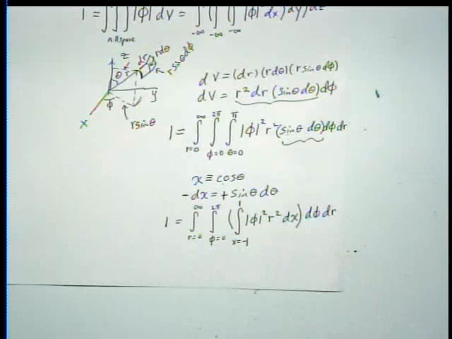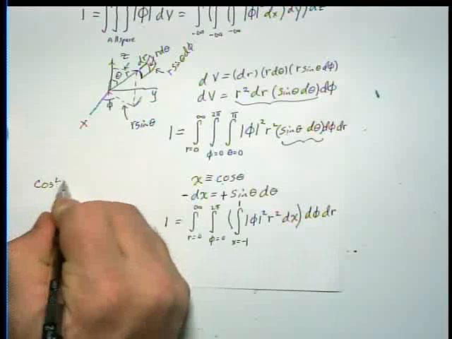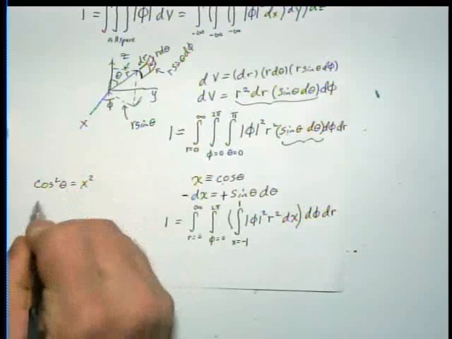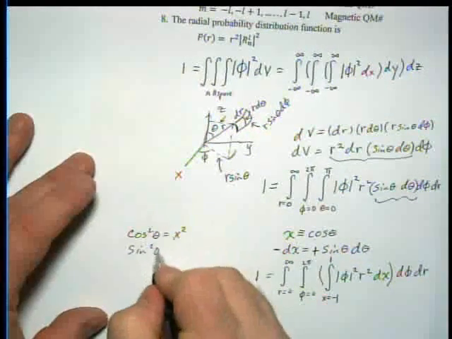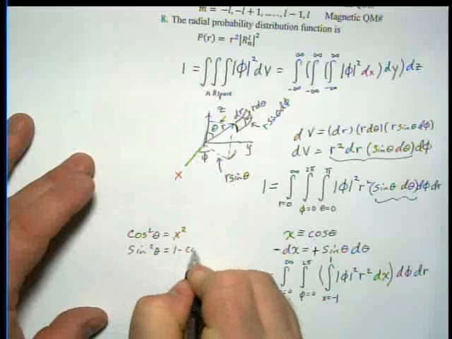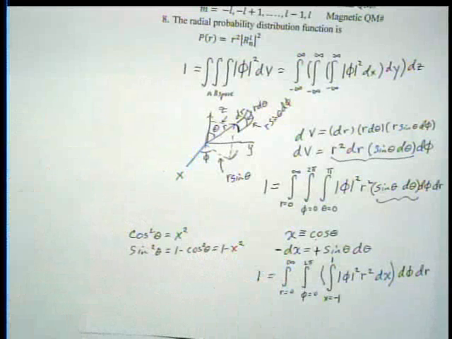and all the cosine squares with x squares, oh, there might be some sine functions in there. Okay, well, hold it. Cosine squared theta would be x squared. Sine squared theta, that's 1 minus cosine squared theta. I can replace every trig function with a bunch of polynomials, and I can integrate polynomials from -1 to 1, and that's a hell of a lot easier to do.